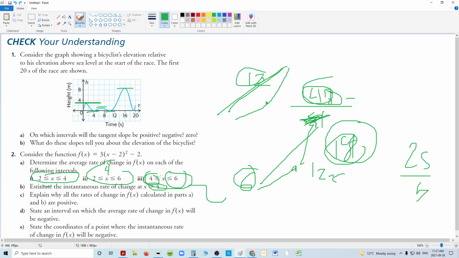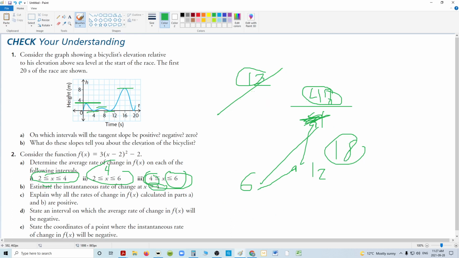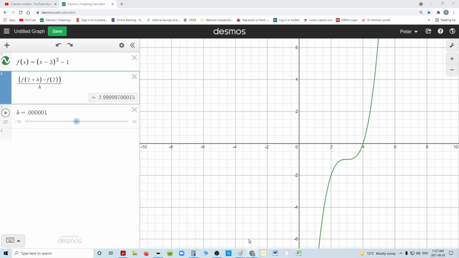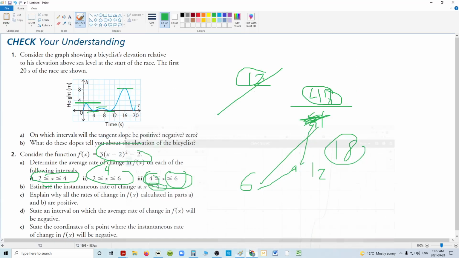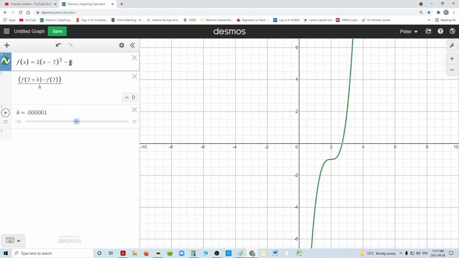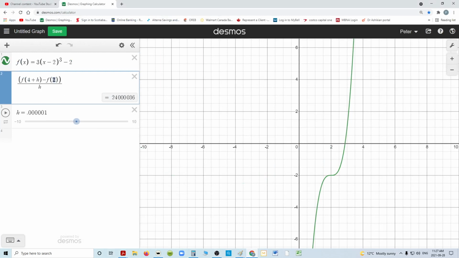If I was to use my derivative trick, or even put this in the derivative calculator that I constructed, x minus 2 times 3, was it? Minus 2. And then I take the instantaneous rate of change at 4, and I set my h at 0.1. Oh, look at that. Let me make sure I got it. Oh, it's cubed here. It should be squared.